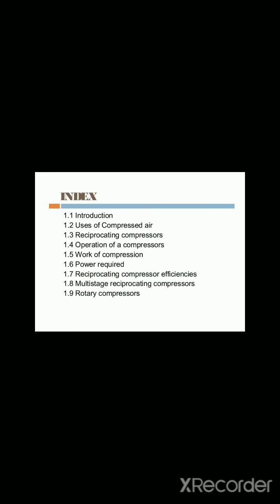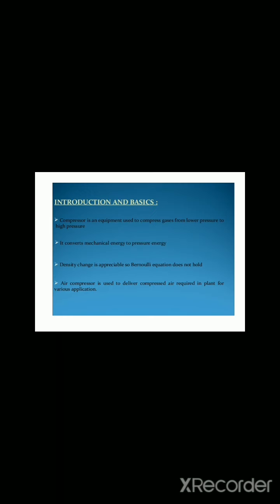Next is the index. Firstly, we have to see the overall introduction of air compressors. Second point is uses of compressed air. Third point is reciprocating compressors. Fourth point is operation of compressors. Fifth point is work of compression. Sixth point is power required for the air compressor. Seventh point is reciprocating compressor efficiencies. Eighth point is multi-stage reciprocating compressors. Ninth point is rotary compressors. These are the categories of air compressors.